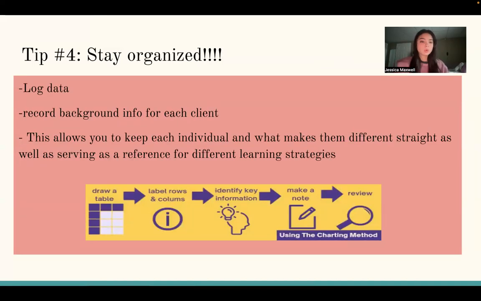So I just said record background information for each client. This allows you to keep each individual straight, and it also provides you a way to reference their file or whatever, so you are prepared for teaching them or conducting a therapy session. I included this picture because it'll help you. So identify the key information, make a note of it, and then you're able to go back and review it.